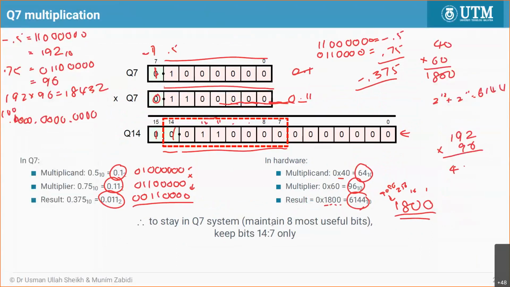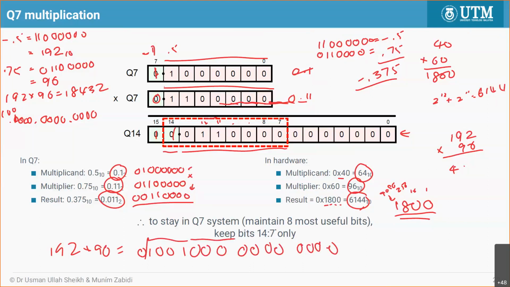Okay, so I will get this number. So this one, 192 times 96, I will get 0, 1, 0, 0, 1, 0, 0, 0, 0, 0, 0, 0, 0, 0, 0, 0. If I want to keep, when I keep this one, the 0 in front I will remove. Keep this, keep this, 4 bits. Let's try to check this one. This one is -1, and this one is 1/2, 1/4, 1/8. So -1 plus 1/8.